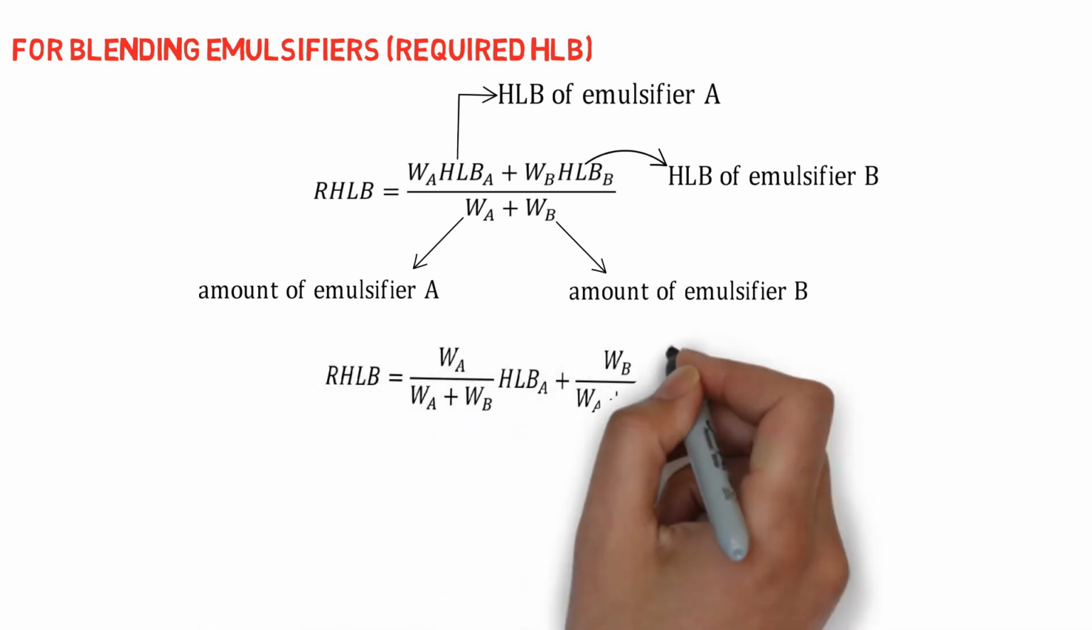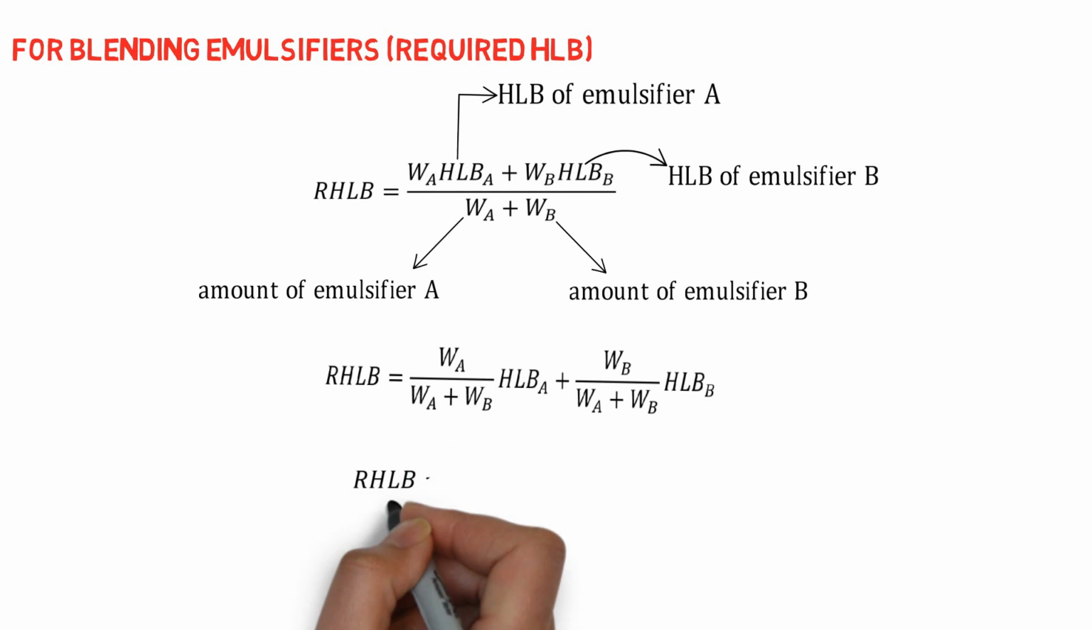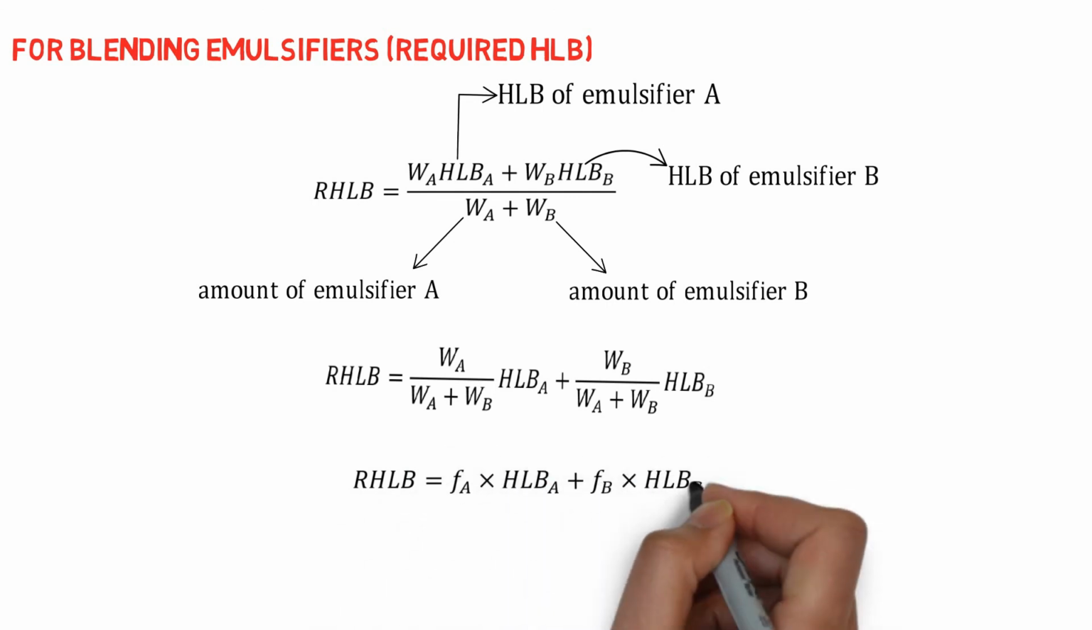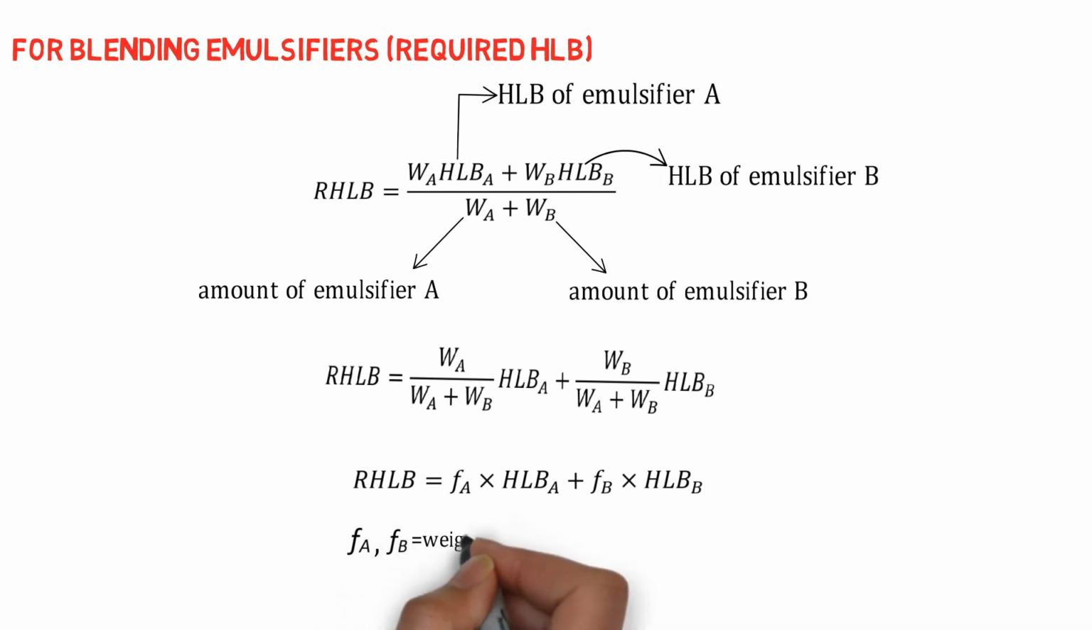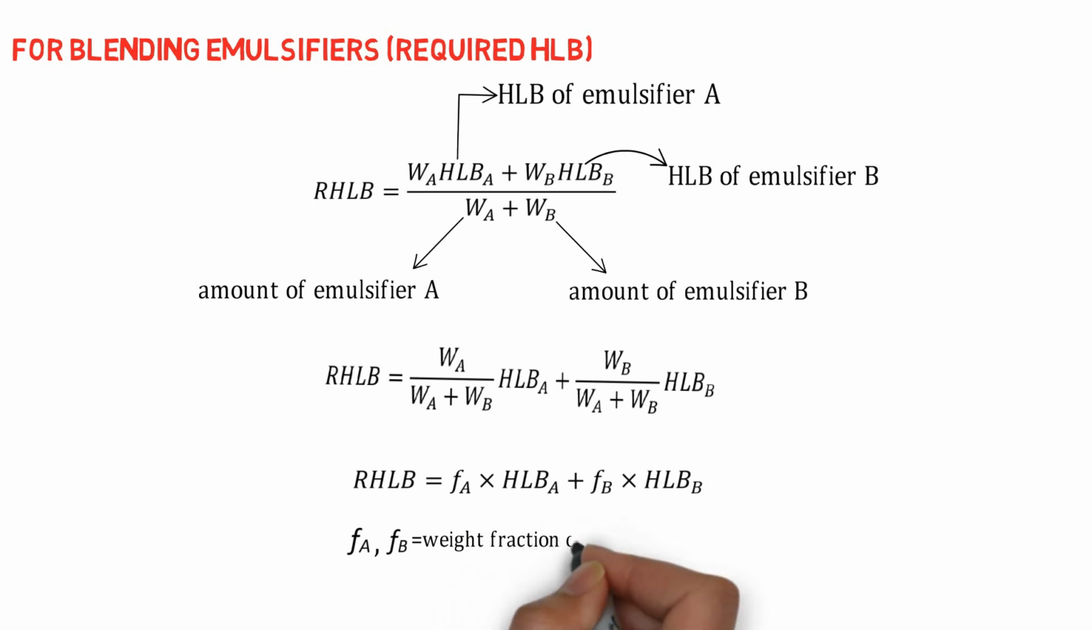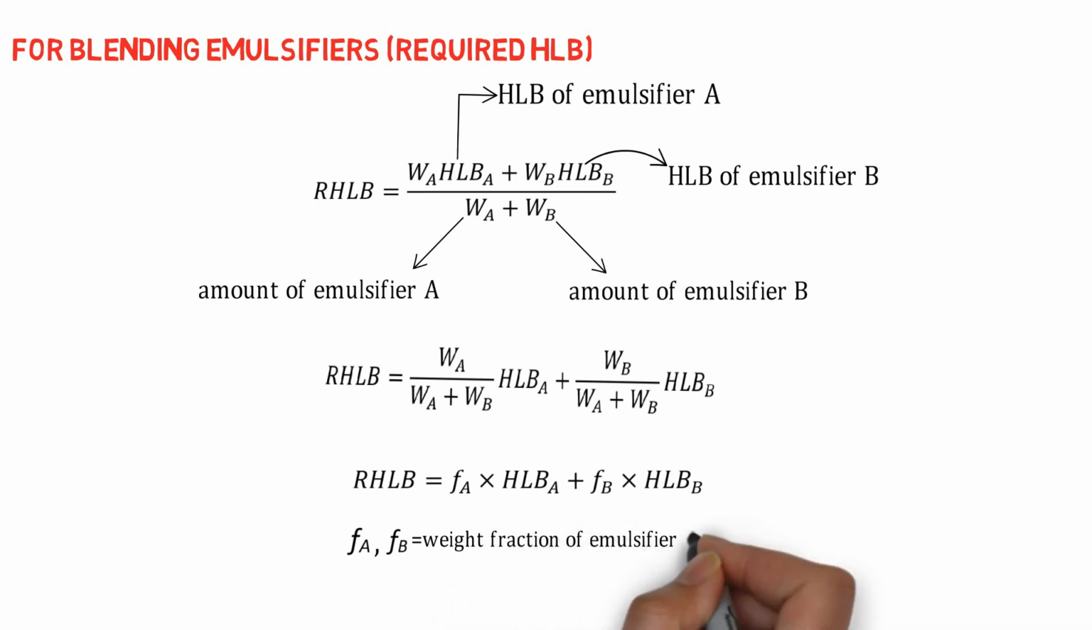This formula can also be written as, and ultimately can take the shape of the following equation. RHLB is equal to FA into HLB of A plus FB into HLB of B. Here FA and FB are the weight fractions of emulsifiers A and B. So in order to achieve the required HLB, when two or more emulsifiers are mixed with oil to form a stable dispersion, we have to play around with different emulsifiers and their weights.